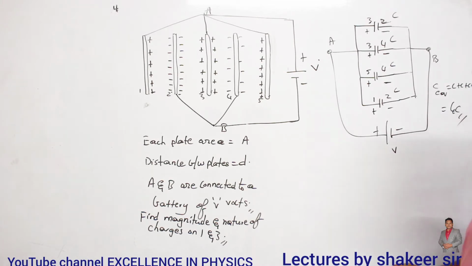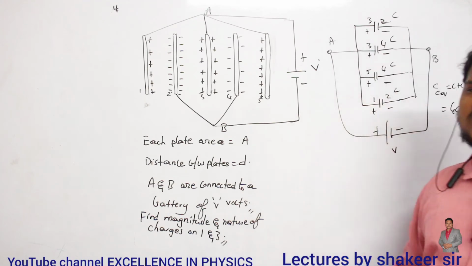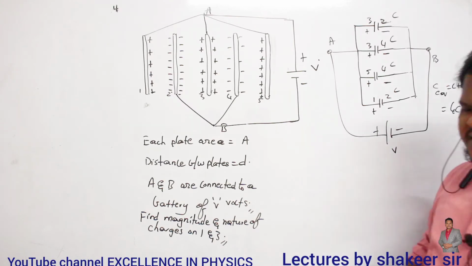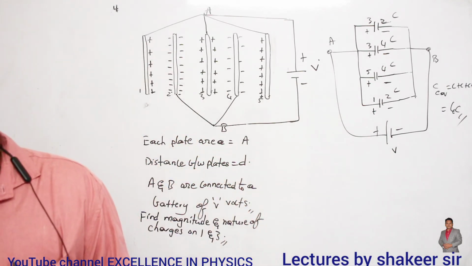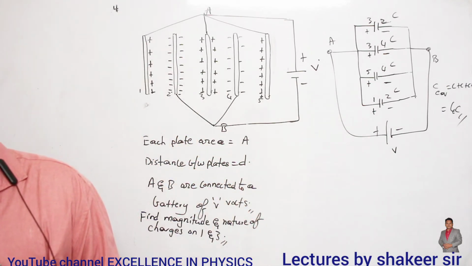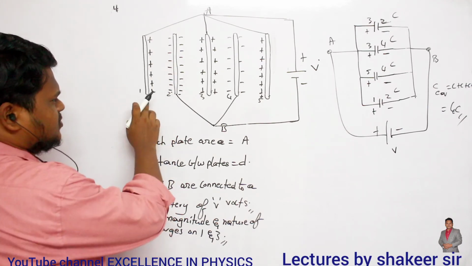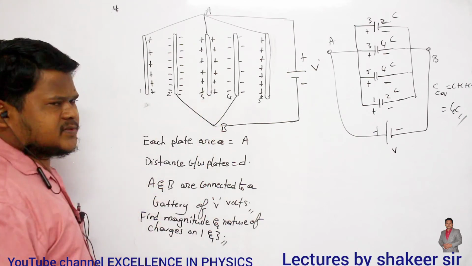Okay. Now he is asking one more point also: the magnitude and nature of charges on plates 1 and 3. So on plate number 1 and 3 only. On plate number 1, what is the charge which is present? Which one is plate number 1 here? So this is our plate number 1. Clear? So this is a positive charge. And on plate number 3 also, positive charges are present.